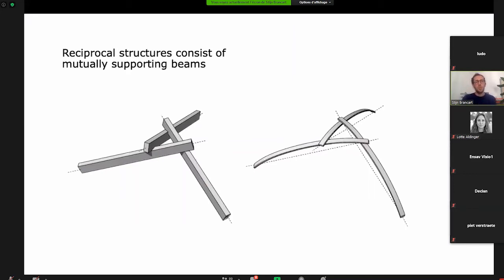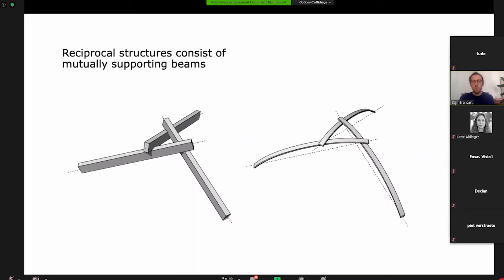Reciprocal structures are often called mutually supporting beams, because always one beam is supported by the other, and so on and so forth. So theoretically, if you make a small model, you don't actually need connections, because they are interlocking and fixing everything. Of course, in practice, you will. It's quite an old concept. I think one of the first examples was found in drawings of Leonardo da Vinci, who did a reciprocal bridge design.